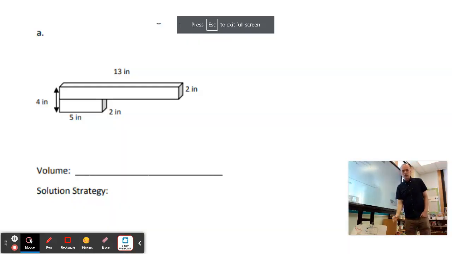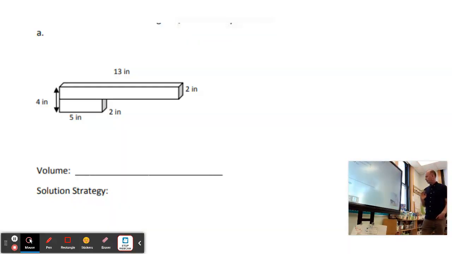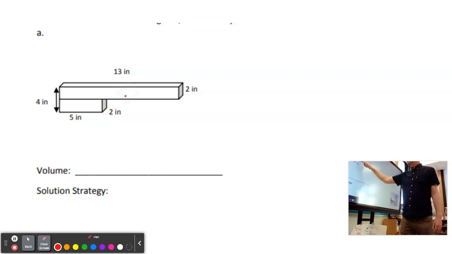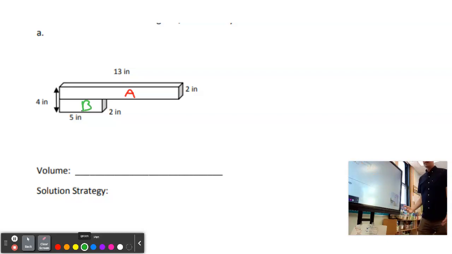Why, hello. Today we are going to continue with volume. However, we're going to add a step to it. We're doing composite figures, which means a combination of more than one, two. So we've done this before in Number Corner, and the main thing we're going to do is organize our work. That's the key thing. So on this figure, we want to have an A figure and a B figure. Okay? That's the main thing.